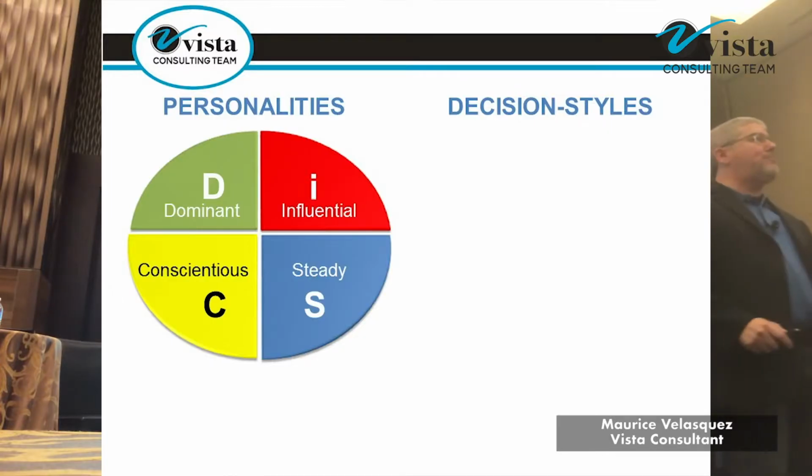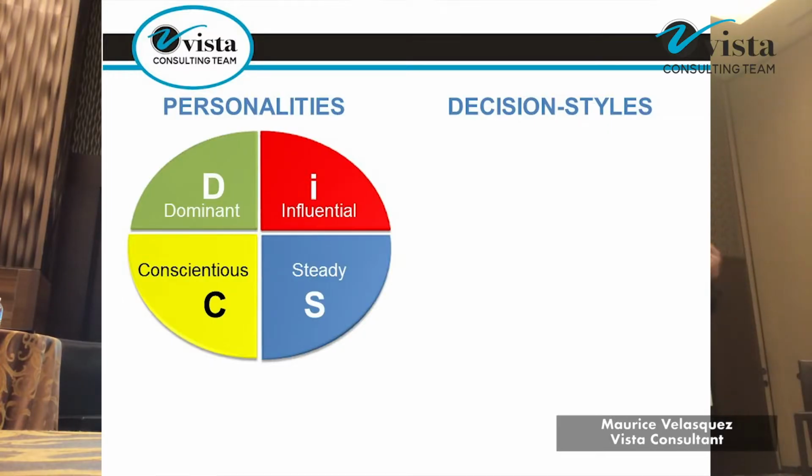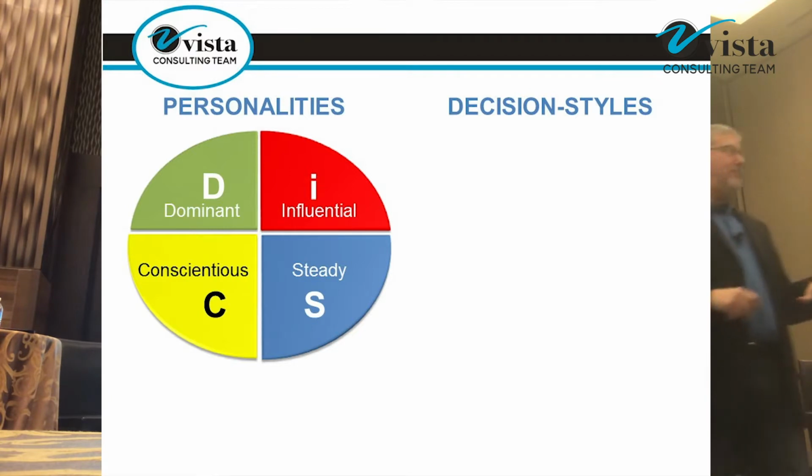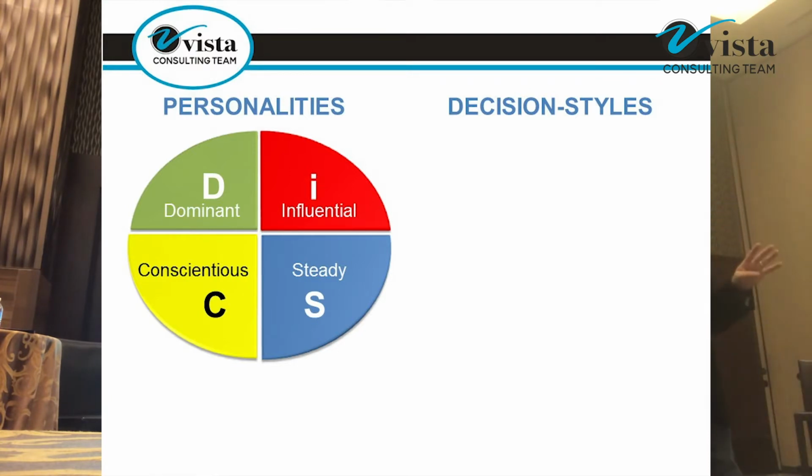Personalities are the dominant personality, the influential personality, the steady personality, and the conscientious personality. DISC. Okay? You could break it up into 16, 32 personalities, but no one's got that time to be that technical in this. Four personalities will keep you busy.